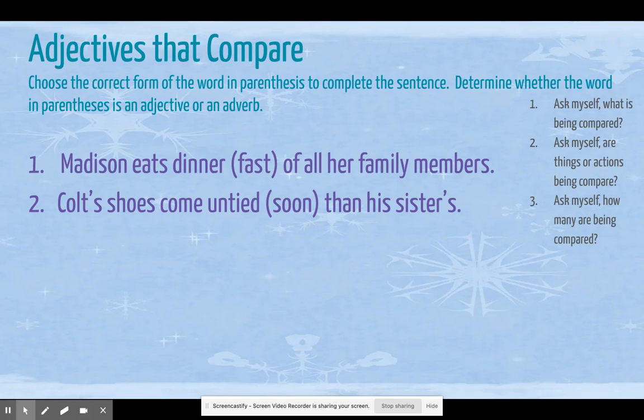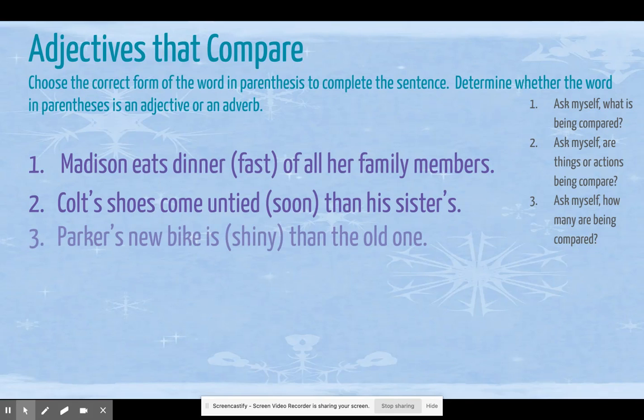So we're looking at comparing how they come untied, and because that is an action, untie is the action, then we are going to be looking at an adverb. Then we ask how many are being compared. There's 2, Colt and his sister's shoes. So we add er to the adverb soon. Number 3, Parker's new bike is shiny than the old one.